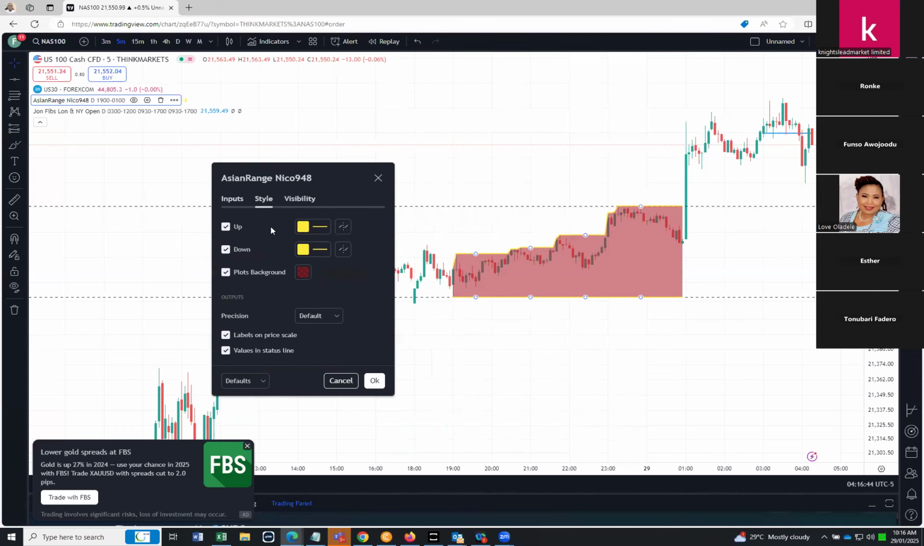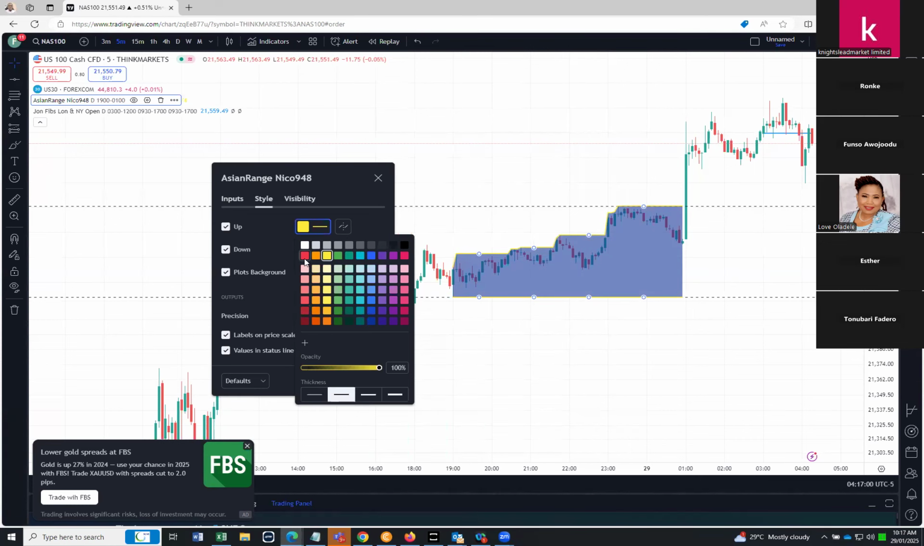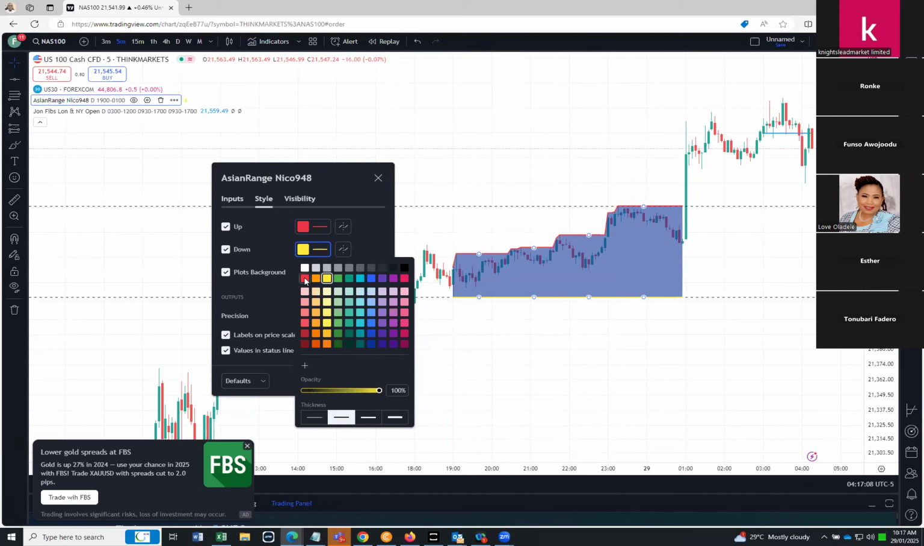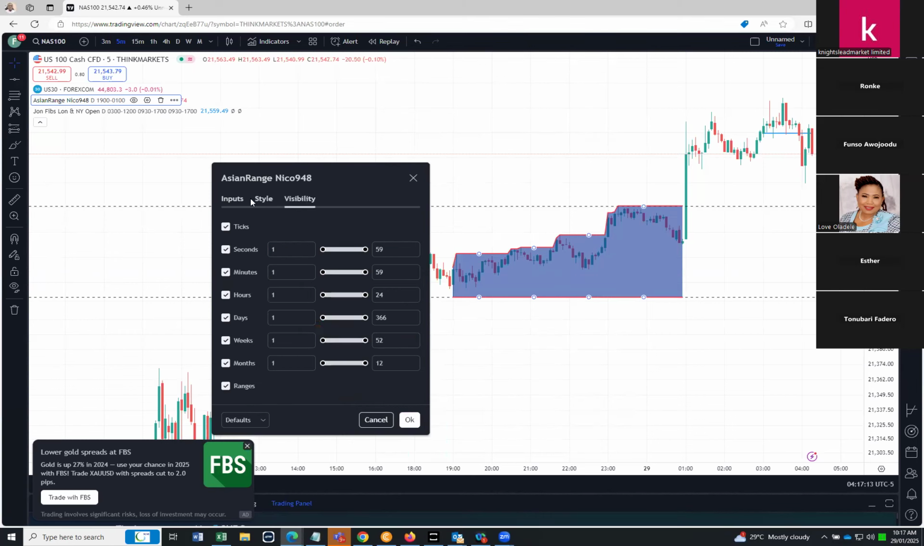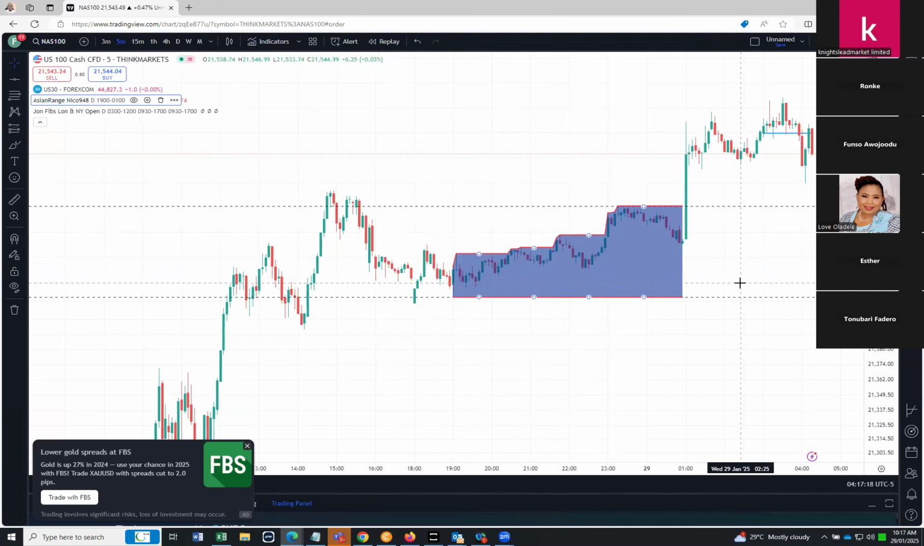For the style, this is the upper, so you can change this to anything that suits you. It doesn't have to be this color. Like let me change this now to, let's say, blue. Then change this to red. So you can play around with the colors. This doesn't really affect anything. Okay, so that's all you need to set on this. And click OK. And so you can see the color has changed from what it was before.